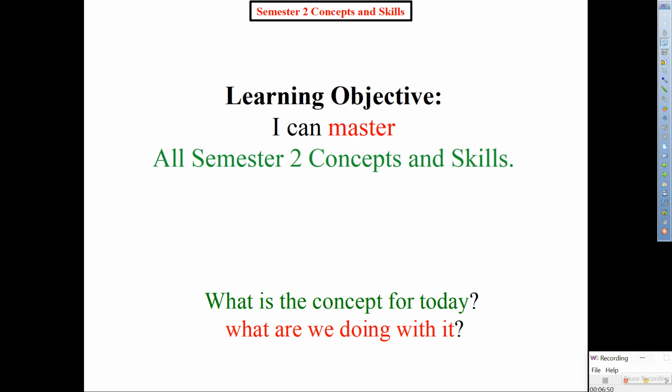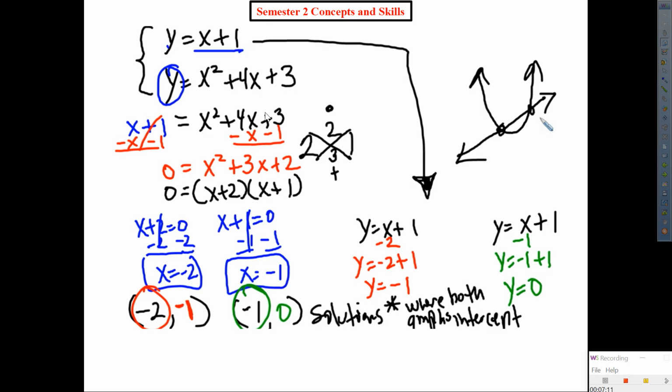Okay, we good? All right, so our objective for today: I can master all semester 2 concepts and skills. Of course, Algebra 2. So last time, yesterday, we left off and started on what we left off the previous day, which was solving a system in 2 variables, 2 equations using substitution.